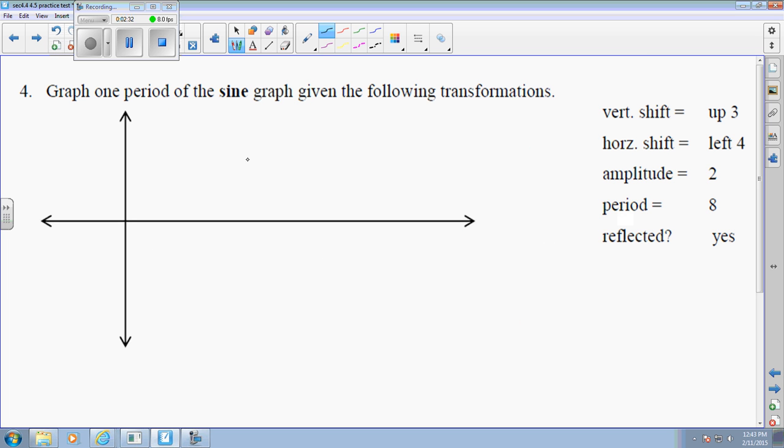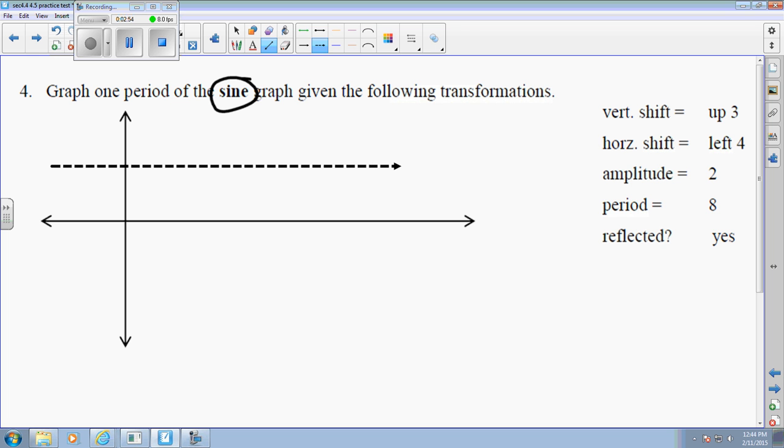Number 4. In this case, we are actually going to graph the thing. And since we are doing the sine graph, one period of it, we know that one period would put me out here at 8. We have a vertical shift of 3, so let's start there. And we're going to say that is 3.